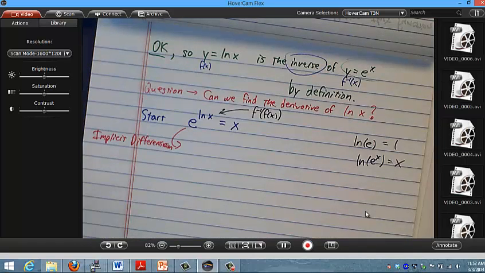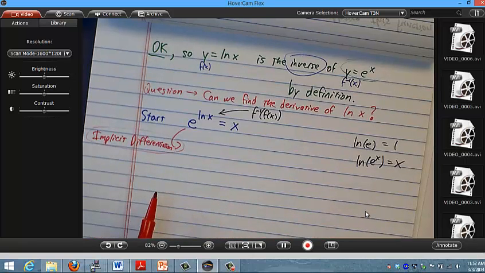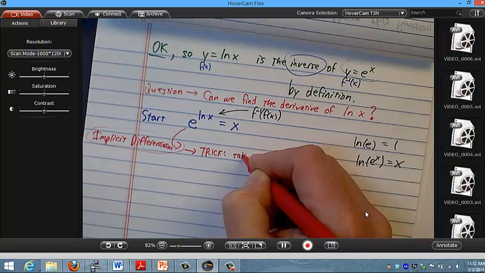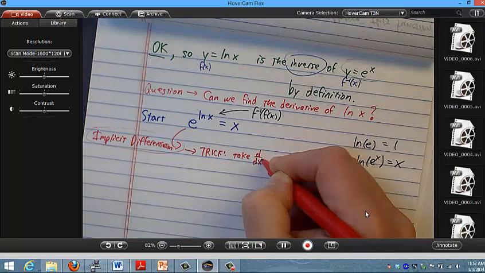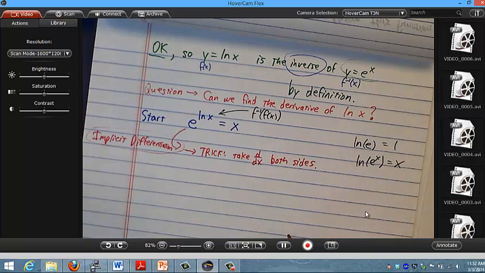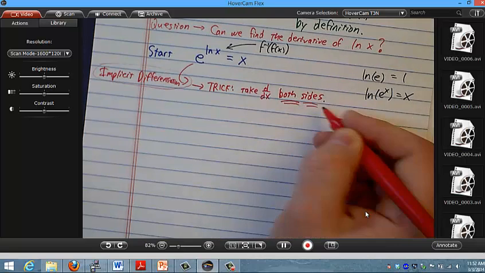So please understand that what I'm about to do here, you're not responsible for now, but you're going to be at the end of the semester, so why not show you? Implicit differentiation. It's a trick if you want. And the trick is this: I'm going to take d dx of both sides. What does that mean, d dx? The derivative with respect to x. That's the key, is that I don't think we've ever really done both sides of an equation.